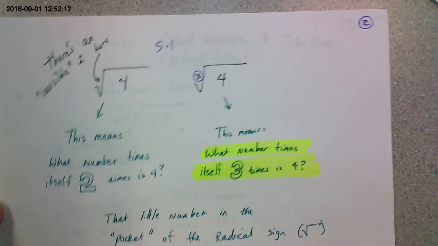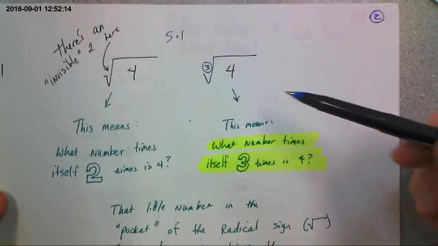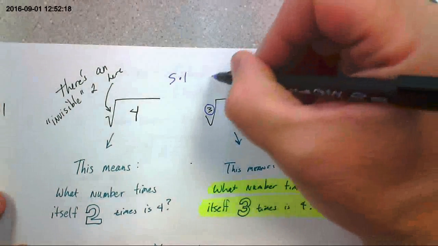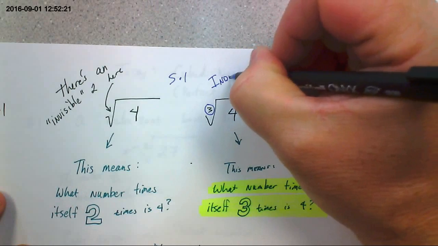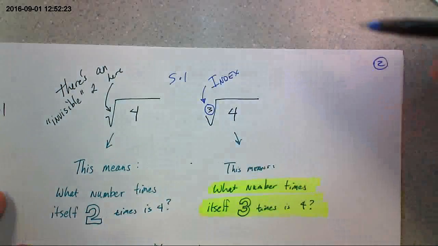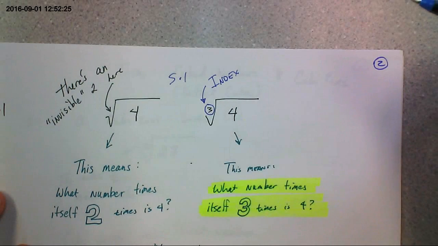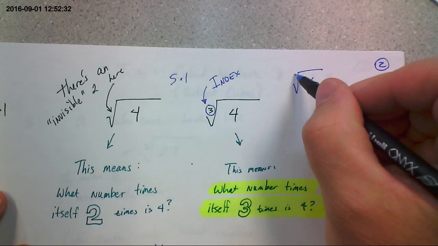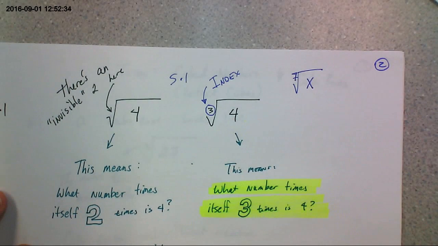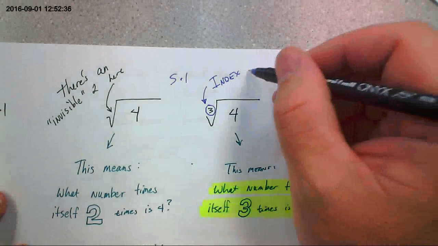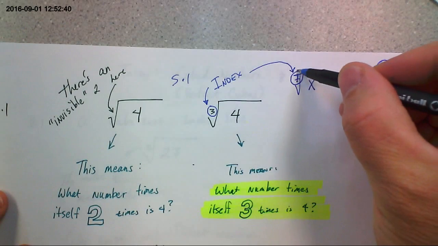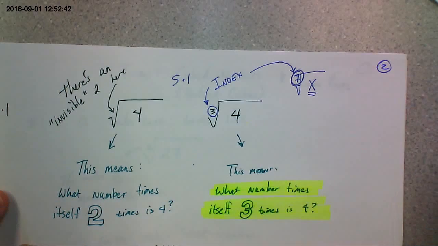So, Alondra, this little number right here is called the index. I want you to know that the number that's in that little pocket right there is called the index. So Geo, for example, let's say I had something like this. You see that 7 right there? That's called the index. And that would mean we're looking for a number times itself 7 times that equals that number.